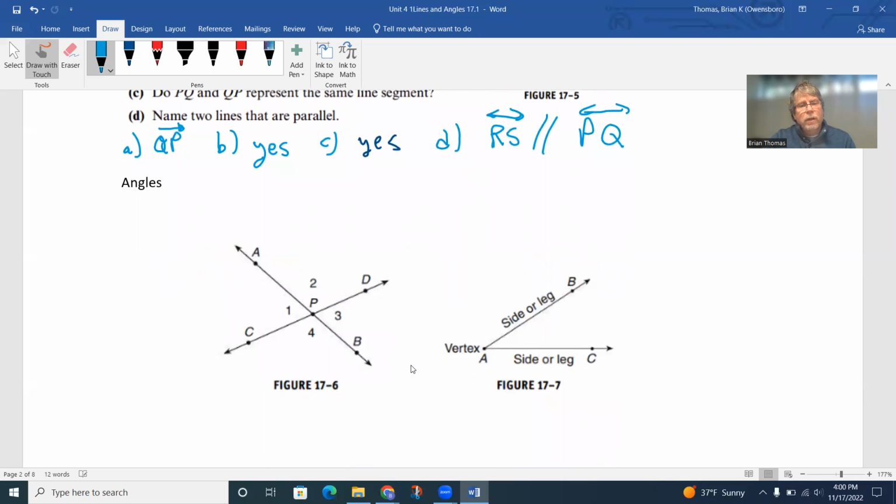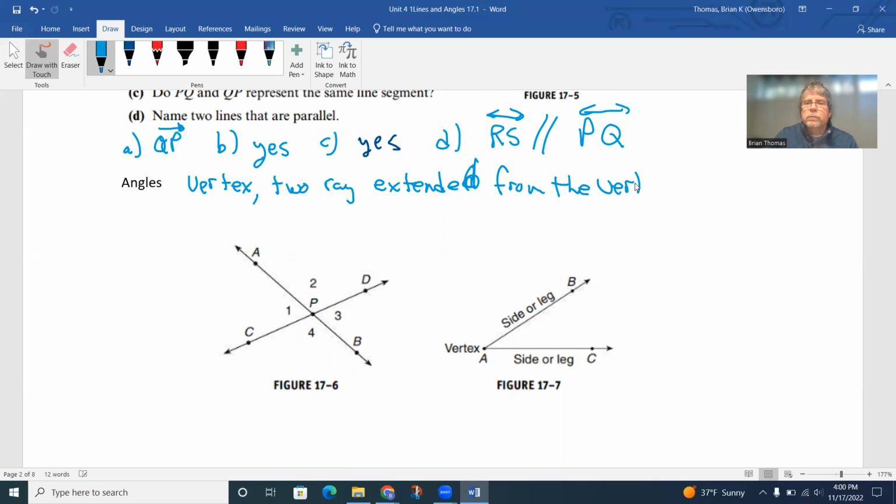So next thing we get into are what we call angles. Angles are basically, you have this vertex point and we have two rays extending from that vertex point. So vertex point also kind of means endpoint. So if I look at this point P, notice how it has these rays extending from it. So that would be an example of an angle.